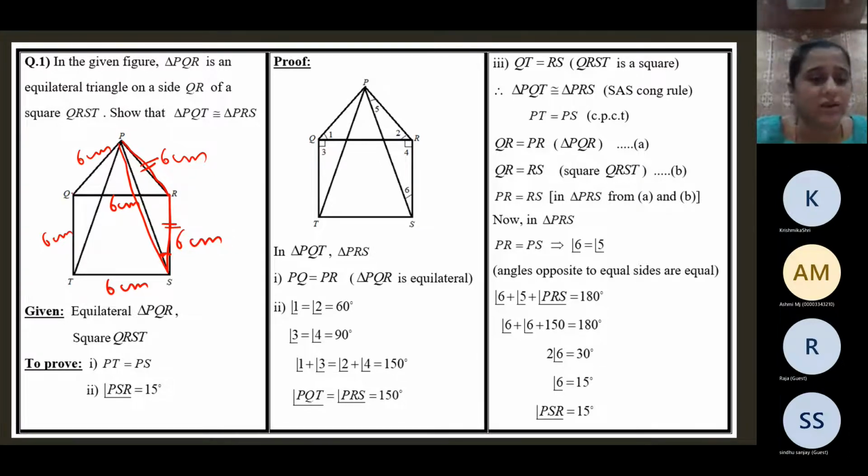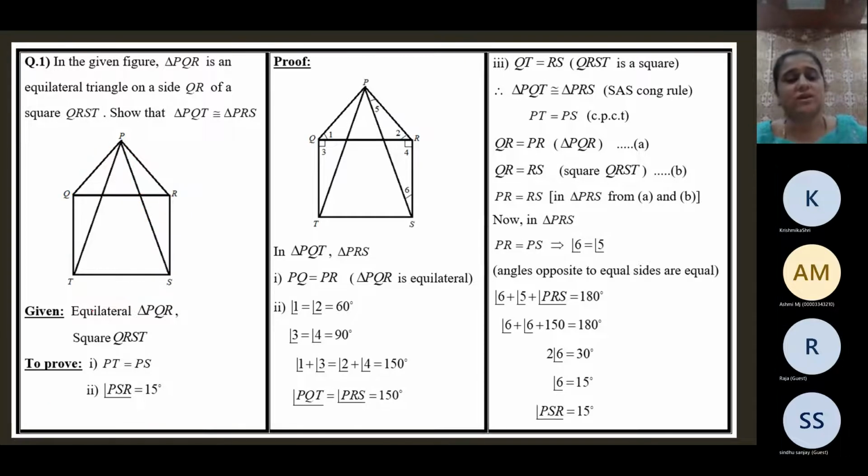This one I have marked 6 centimeters. This is 6 centimeters. So you can see that PR is equal to PS. So clearly PRS is an isosceles triangle. If it's an isosceles triangle, these two sides are equal. That means the angles opposite to the equal sides are also equal. So this angle is equal to this angle.